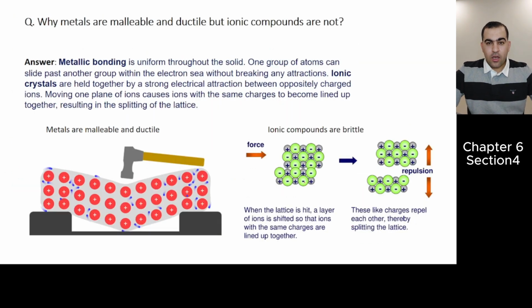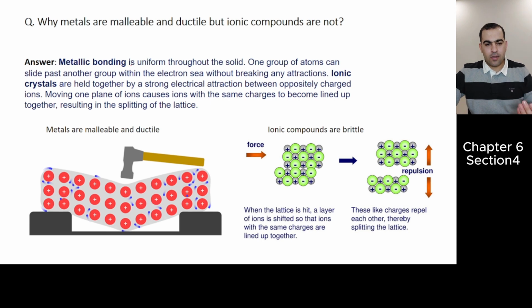Why are metals malleable and ductile, but ionic compounds are not? Or we can say, why are ionic compounds, like salt, brittle? Salts generally are ionic compounds. A piece of salt, you can break easily. But metals, like a piece of iron, can you break it easily? No. Why? Look.